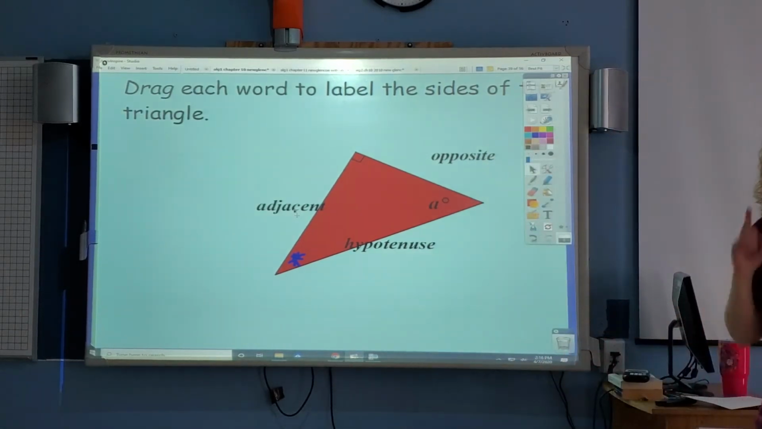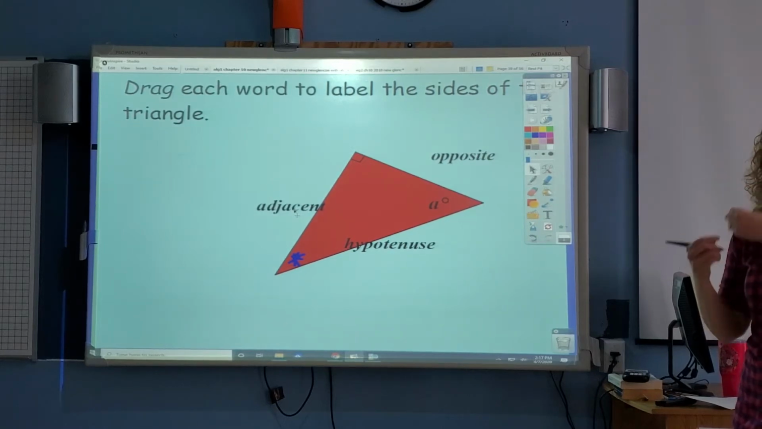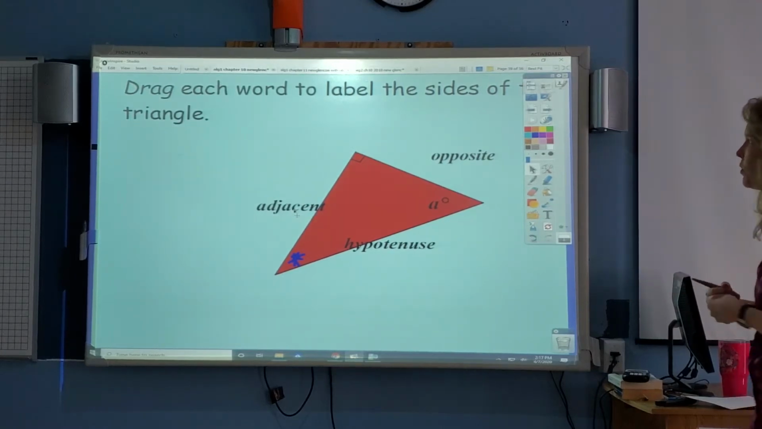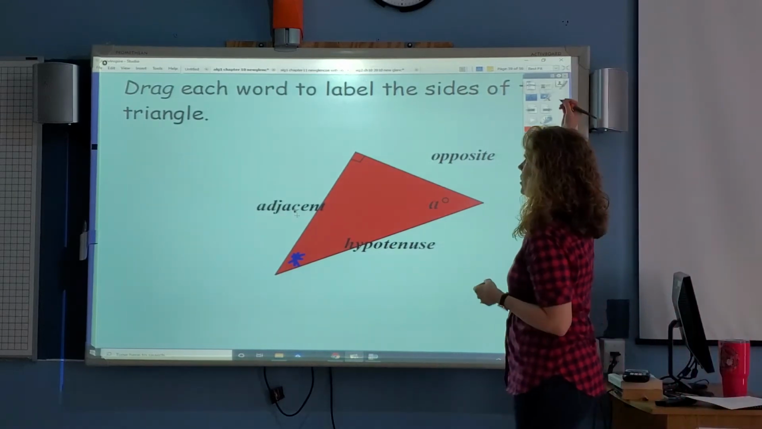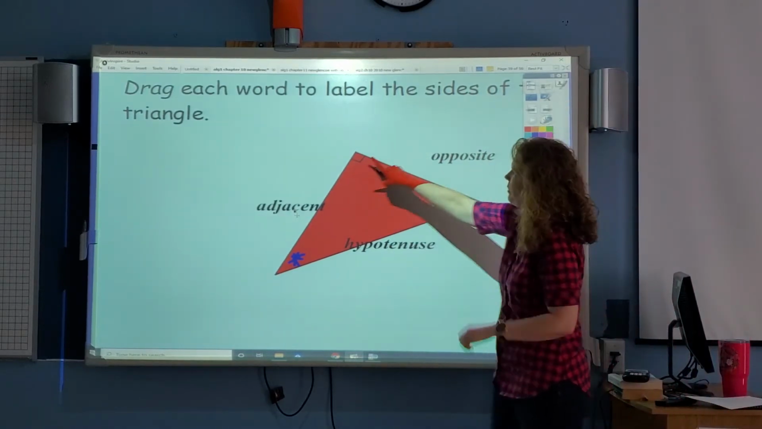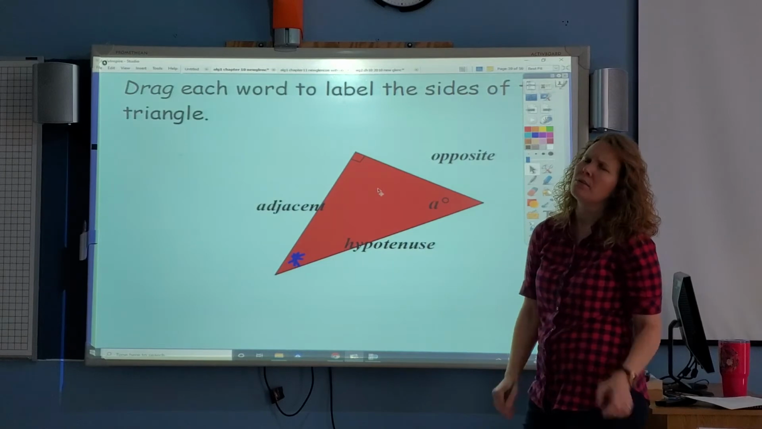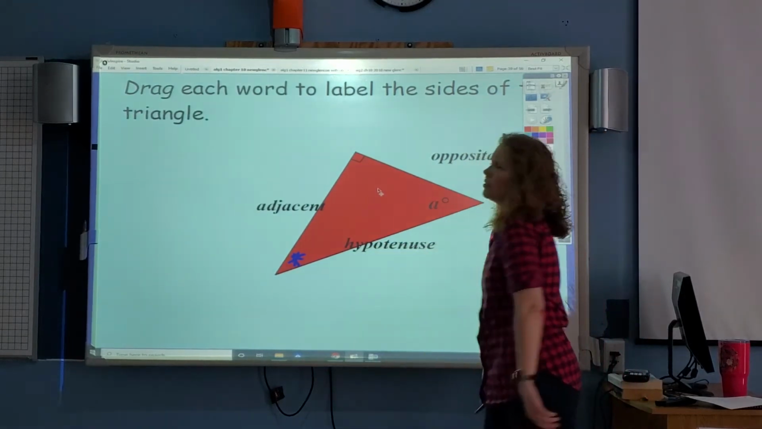So it really matters which angle your eyes are supposed to be looking at. So always look for that label. There'll be some sort of labeling in the drawing that you need to use to see which angle you're supposed to be looking for. By the way, we never really focus on the right angle, so it's always these two acute angles that you're looking at.